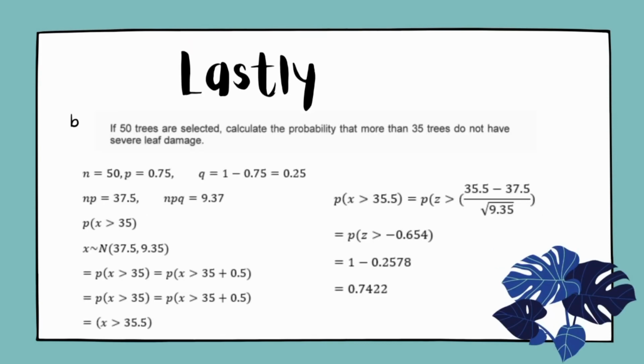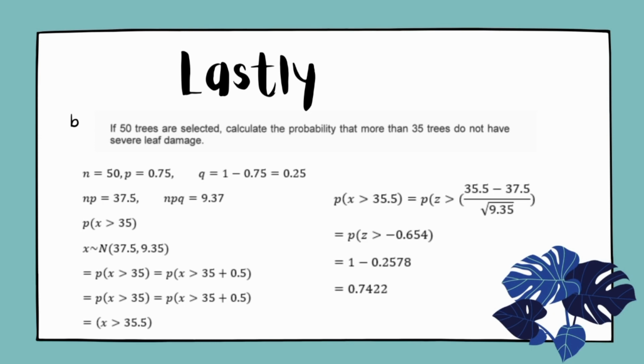For the last question, if 50 trees are selected, calculate the probability that more than 35 trees do not have severe leaf damage. So n is 50, and P is 0.75 because the question asks about trees that do not have severe leaf damage. So we take from the Q in the previous question, 0.75. So Q in this question is 1 minus 0.75, we take from the P, equal to 0.25.